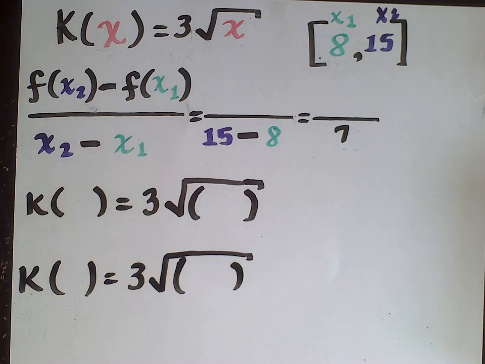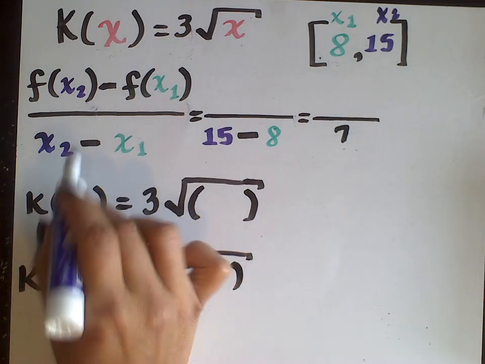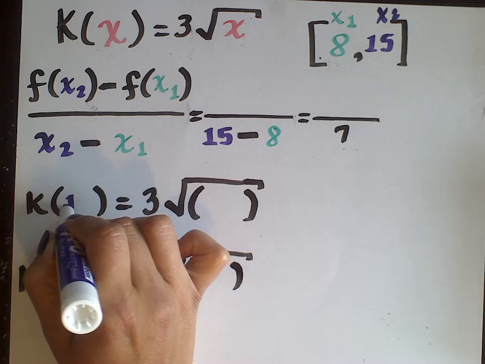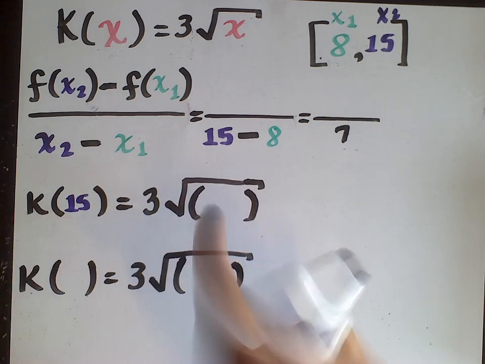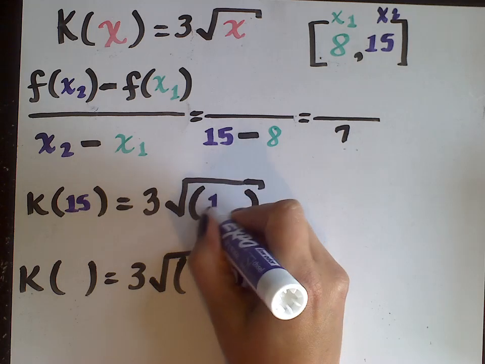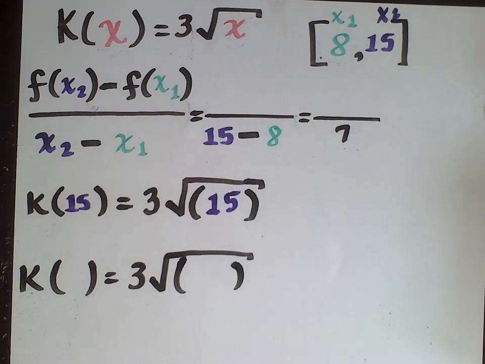Okay. So let's start with my 15, my x sub 2. That's also going to go in this set of parentheses right here. Now, I know what you're thinking. Holy cow, why?